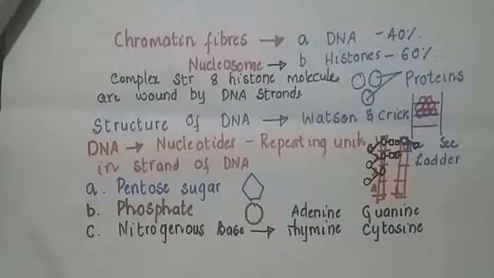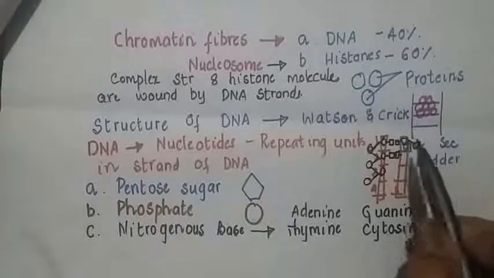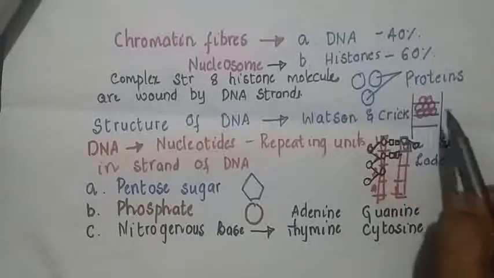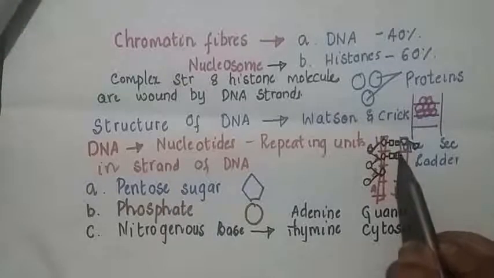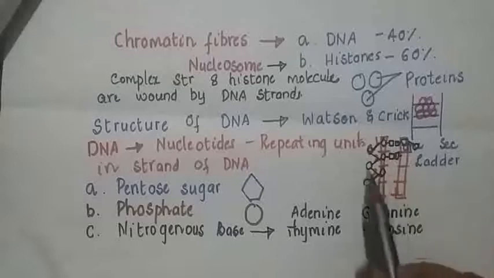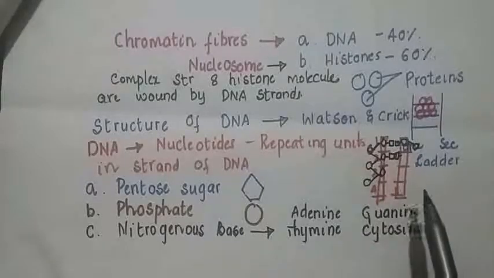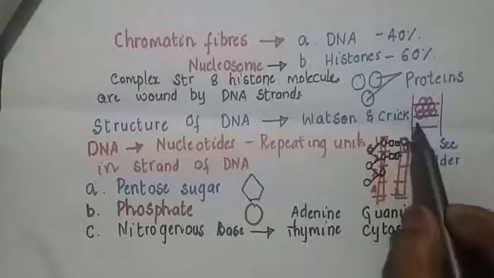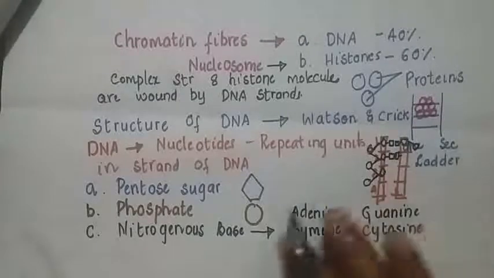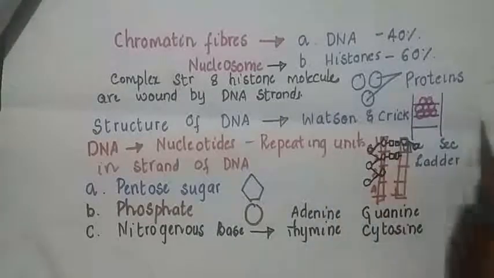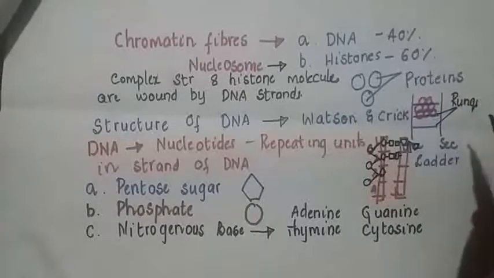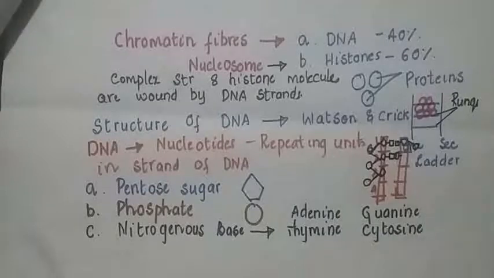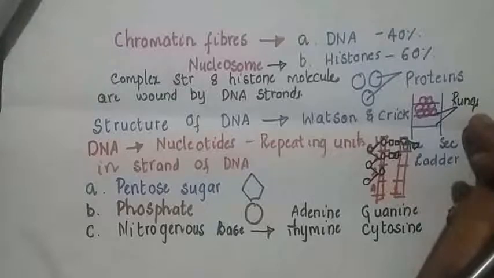Fine, children. So you can say that the steps of the ladder can be compared to these nitrogenous bases which make up the steps, and these nitrogenous bases which appear like steps we call them as rungs. So rungs are nothing but the step-like structure of the DNA, which is made up of nitrogenous bases.